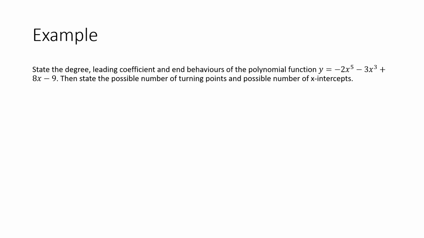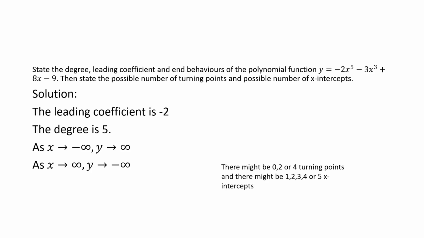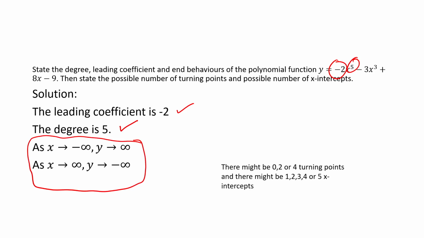So here's an example. State the degree, leading coefficient, and end behaviors of the function shown. Then state the possible number of turning points and possible number of x-intercepts. Okay, well, first thing I do is I say my lead coefficient is -2 and my degree is 5. Because I have a negative leading coefficient and an odd degree, I know exactly what my end behavior is because I remember that table from earlier.